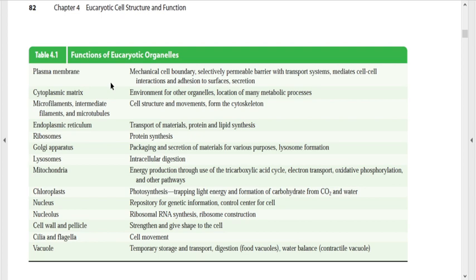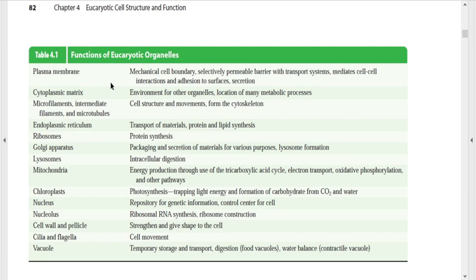Then ribosomes, where protein synthesis takes place, and the Golgi apparatus, where the packaging and secretion of various things is done. At the same time, lysosome formation also takes place in the Golgi apparatus. Lysosomes are responsible for intracellular digestion. Okay, and mitochondria are used for energy production through the citric acid cycle, electron transport, and oxidative phosphorylation.